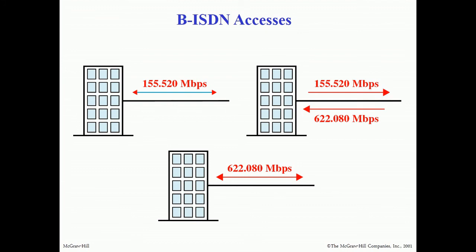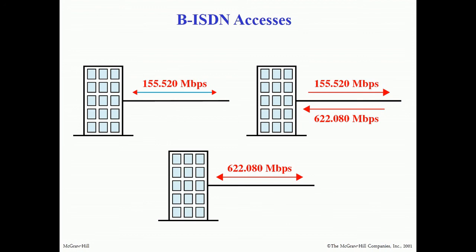Okay, so this is broadband ISDN access. There is a 155.520 megabits per second capability. Some more data rates are available in the broadband ISDN for office purposes.